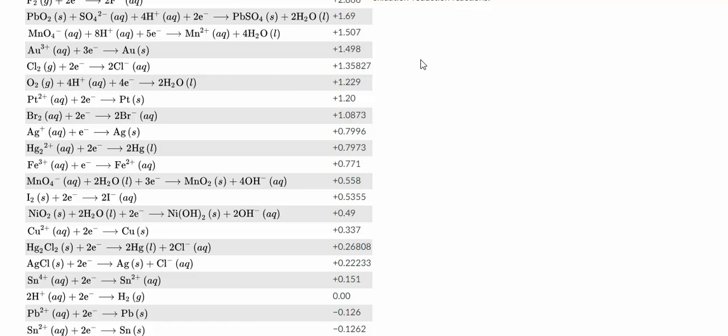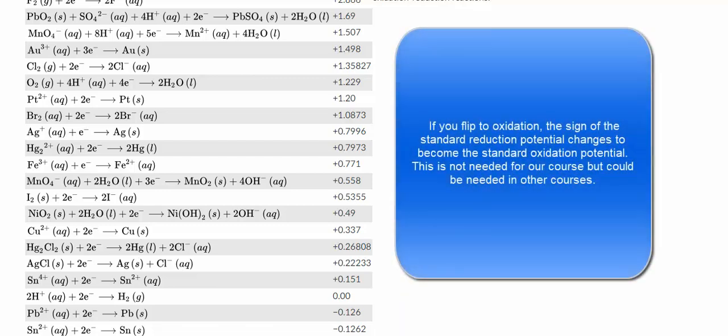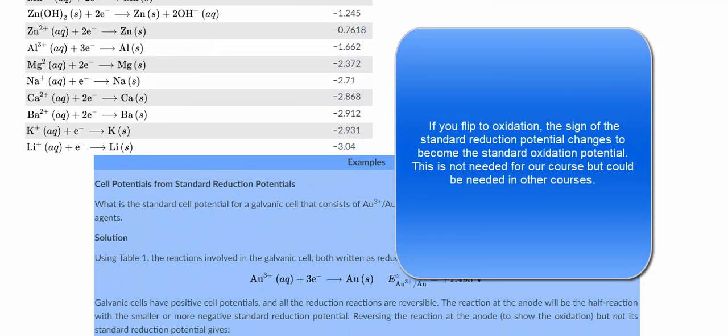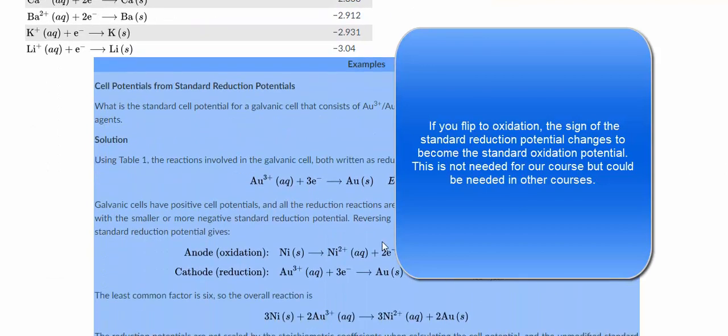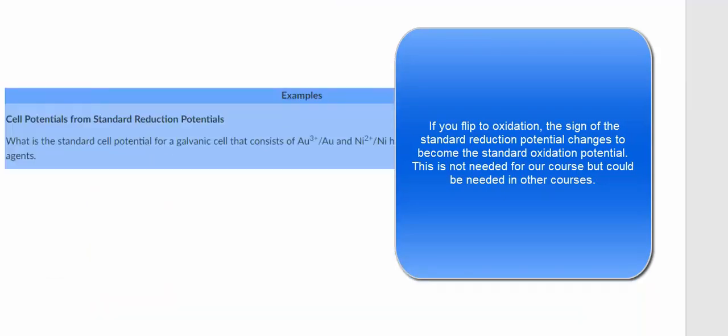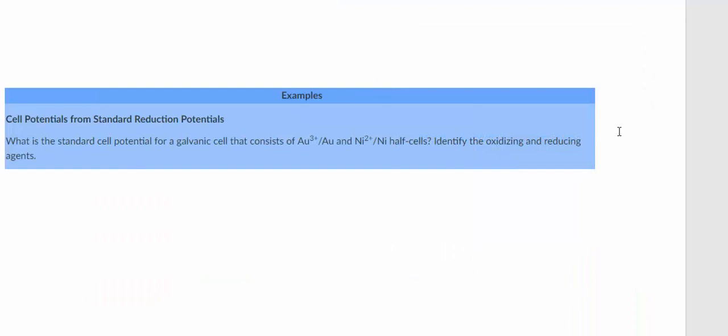Now, all half reactions are reversible. To get the oxidation reaction, you would flip the half reactions so that the reactants become the products and the products become the reactants. And at that point, the sign of the standard reduction potential would also change. Now we can calculate the voltage of a cell by using these standard reduction potentials. So for example, if we're given this cell, what's the standard cell potential for a galvanic cell?